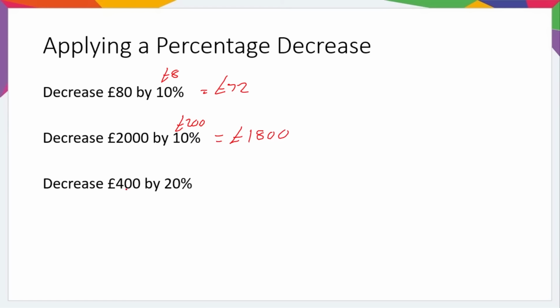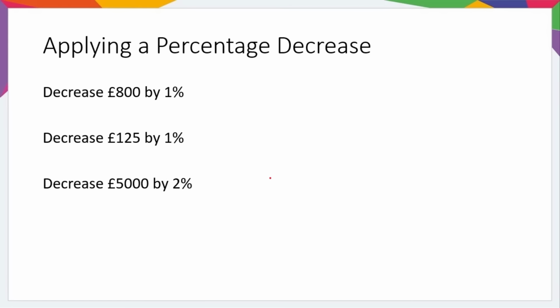20% of 400, well, 10% is 40, 20% is 80. So we need to subtract 80 from 400. So that's 320. 1% of 800 is 8. So take away 8 from 800. We're going to get 792. 1% of £125 is £1.25. Again, subtract the £1.25 from the £125. Decreasing 5,000 by 2%, well, 1% is 50. 2% is 100. Again, all we need to do is subtract £100 from the £5,000 and we are done.